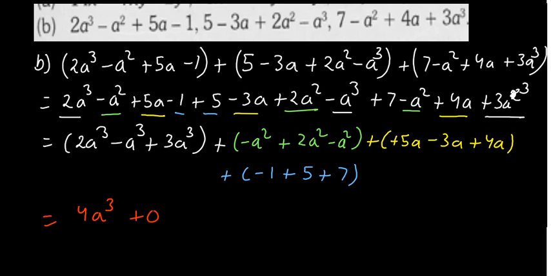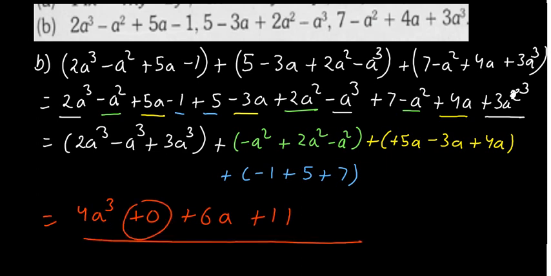Next one is 5a minus 3a. This will be 2a. 2a plus 4a will be 6a. And last, for the constant, minus 1 plus 5 is 4. 4 plus 7 is 11. So this will be your answer. Even if you do not write the 0, then also the answer is correct. Even if you write the 0, then also your answer is correct.